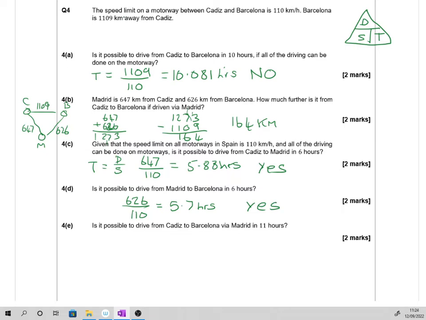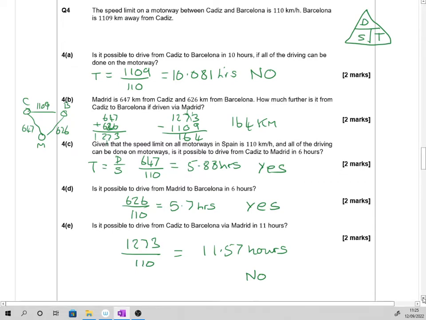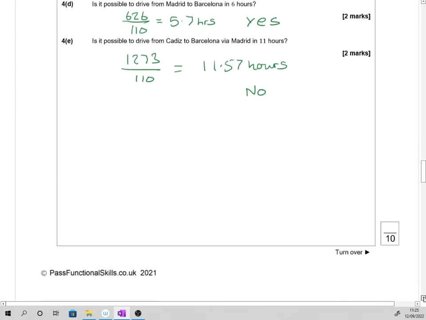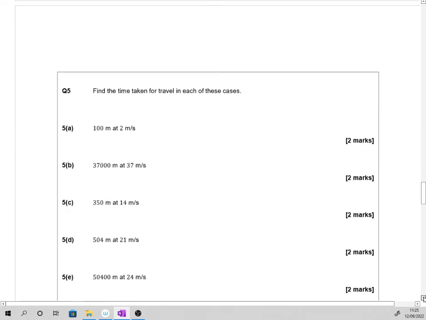Is it possible to drive from Cadiz to Barcelona via Madrid in 11 hours? So Cadiz to Barcelona via Madrid is this one, which is 1273 and 110. So 1273 divided by 110 equals 11.57 hours. So no. Yeah, I'd like to see anybody drive for 11 hours constantly. Yeah, you're not going to do it, are you? Stupid question.